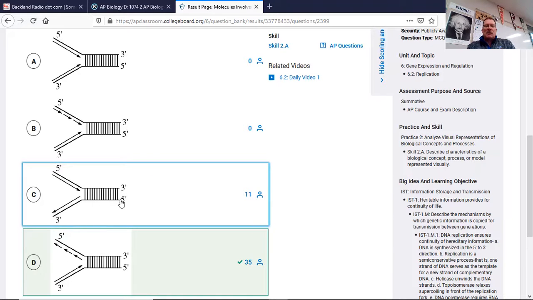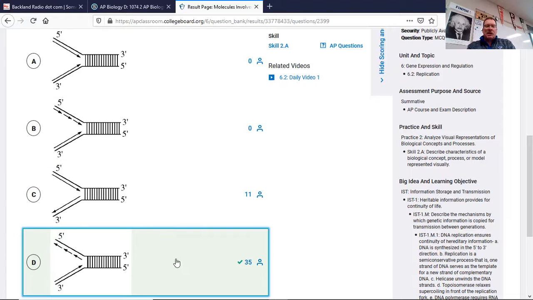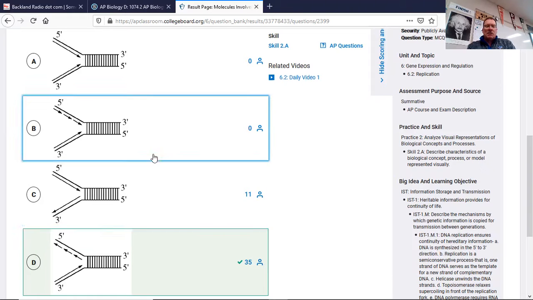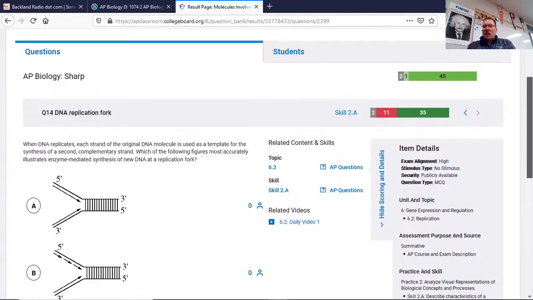This one did not show any at all. So really at initial look, the only two possible correct answers were B and D, where D is the one that's actually oriented properly. So there you go. You can see you knocked it out of the park.